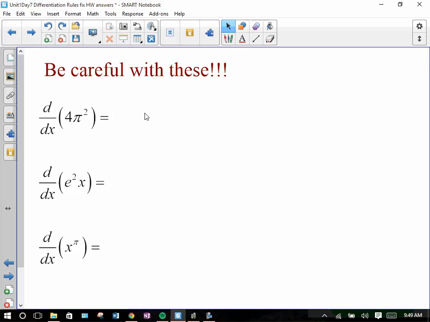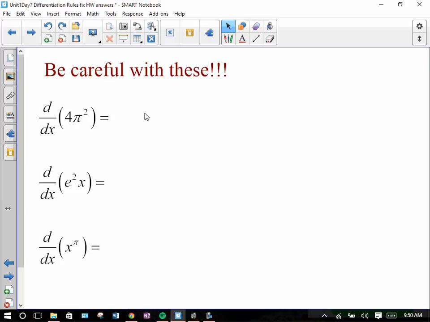Derivative of 4 pi squared. Alright? Derivative of 4 pi squared. What do you think this is? What do you think we do? You're saying 2 times 4? So then subtract 1 from 2. So it'll be 8 pi to the first power. Or as you said, 2 times 4, that's 8. 8 pi. Subtract 1 from 2, that'd be 1.